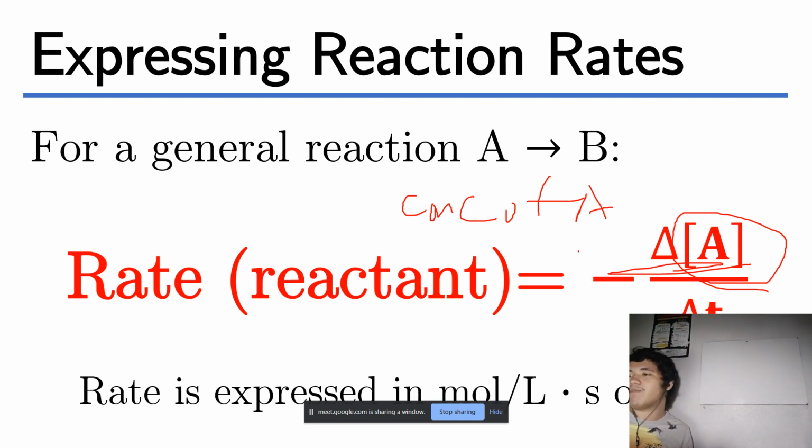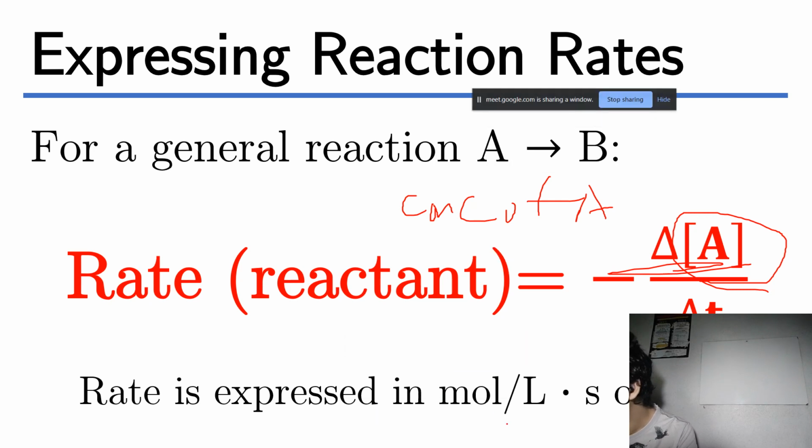Okay, itong rate is expressed in molar per liter second, or kapag tinignan niyo mabuti, mole per liter is capital M per S. Okay, remember that. Next, bakit parating negative? Kasi kung isipin natin, yung final na amount of reactants natin, kasi nagiging product na siya, for sure, mas maliit siya kaysa sa una. Kaya nilalagyan natin ng negative.